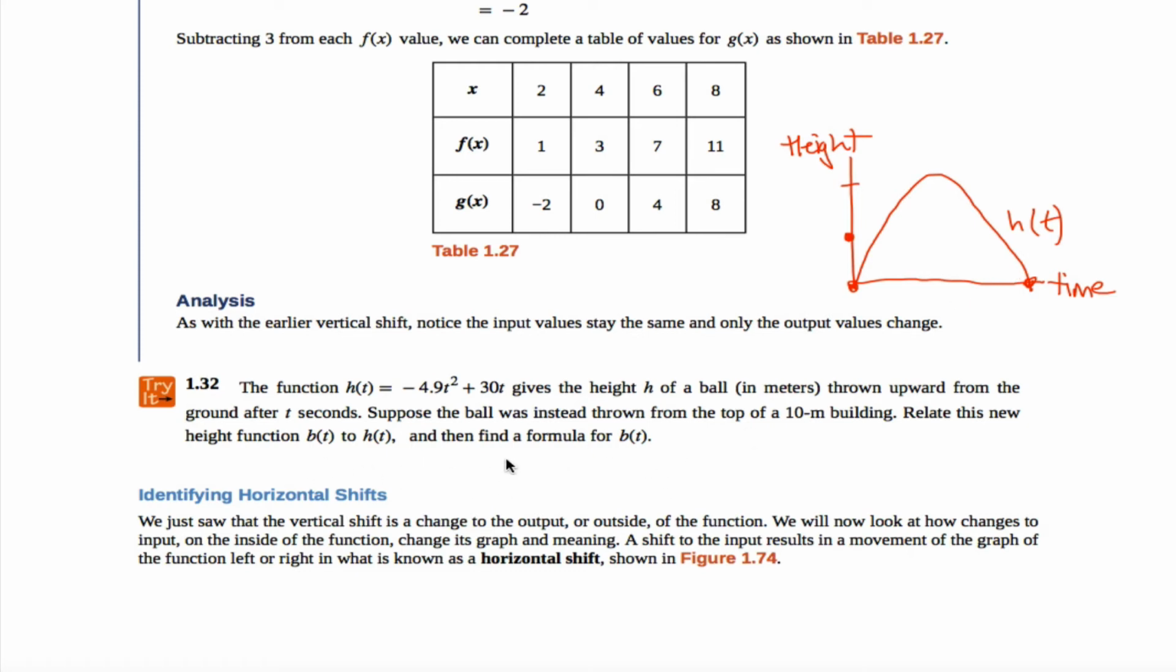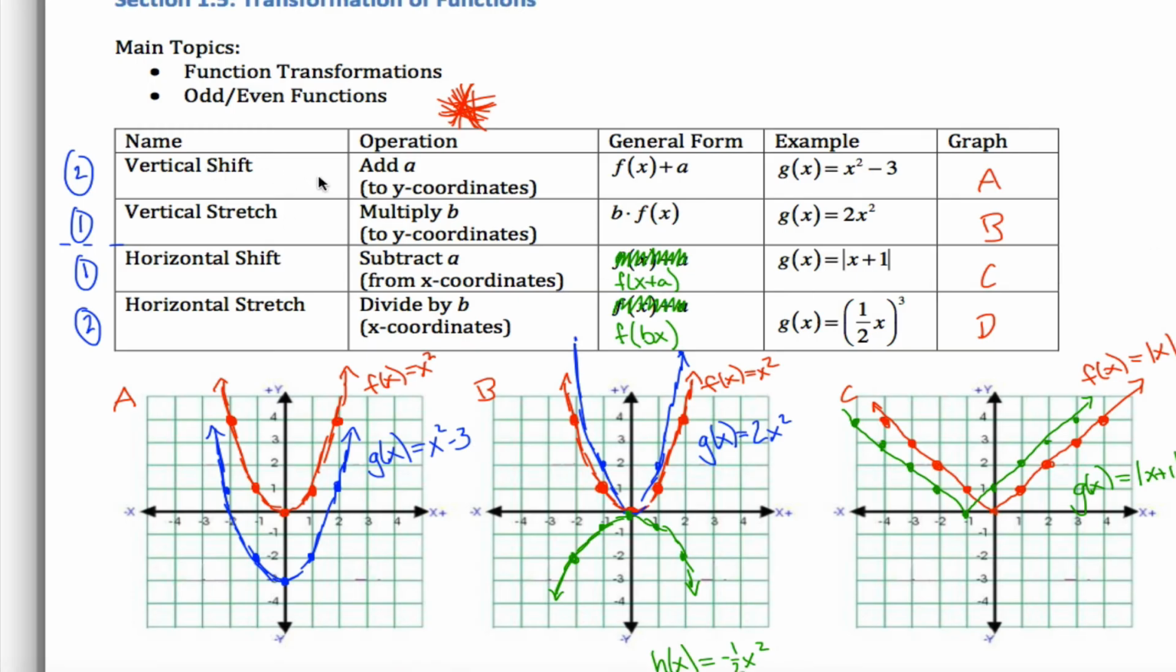The height, b of t, would be very similar to h of t. The only difference is that for b of t, I would have to add 10 to the height of h of t. Note that I'm not adding to the time, nor am I multiplying the height by anything. I'm adding to the height. I have a vertical shift going on. I have this first type of function transformation.